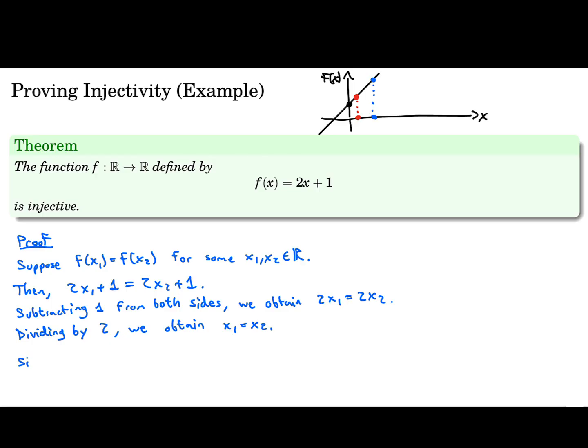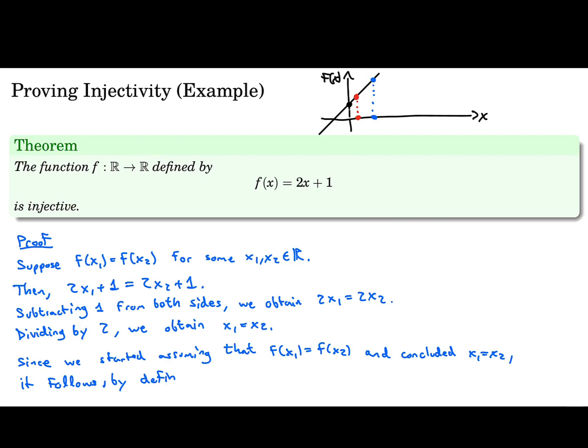So since we started by assuming that f(x1) is equal to f(x2) and concluded x1 equal to x2, it follows by definition that f is injective. Okay, and this concludes our proof.